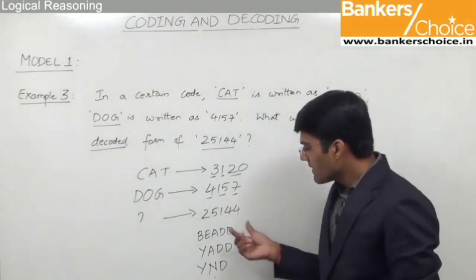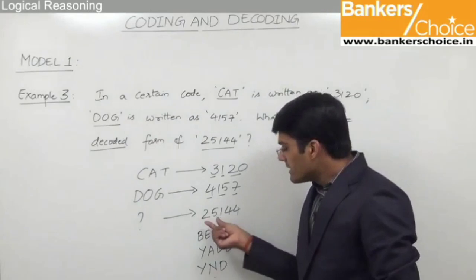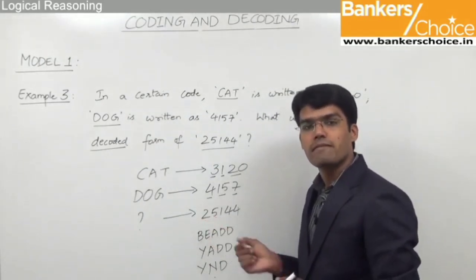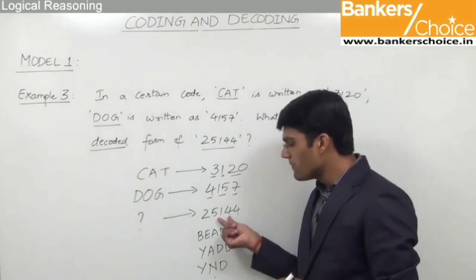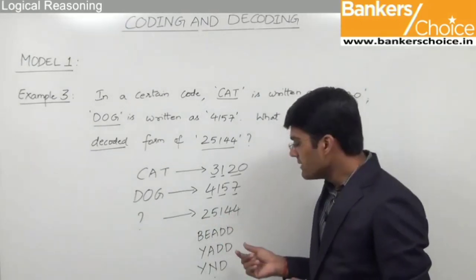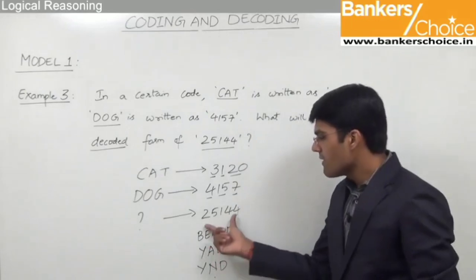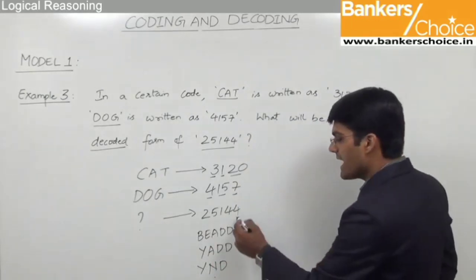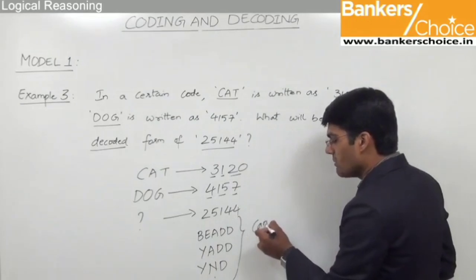So the problem here is, we have no idea whether this number 25 is 25 or 2 and 5 separately, whether 14 is 14 or 1 and 4 separately. So that is the reason we are getting various answers for the decoded form of the given number, and hence we can say that the answer cannot be determined.